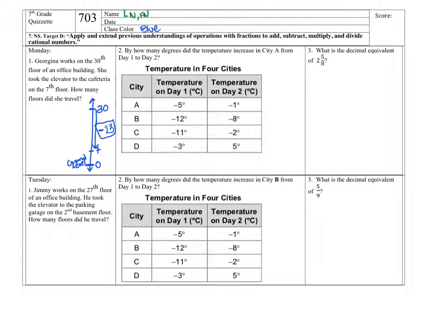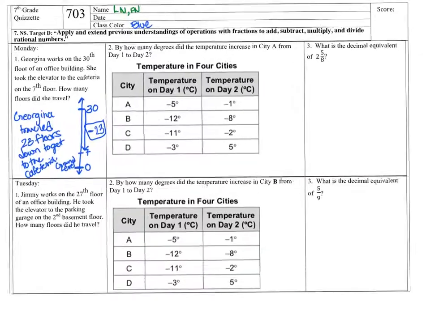So you can write that in integer form, obviously negative 23, or you can say Georgina traveled 23 floors down to get to the cafeteria. Obviously, you can write a lot neater than I am writing. And then as soon as you finish number 1, we'll proceed to number 2.